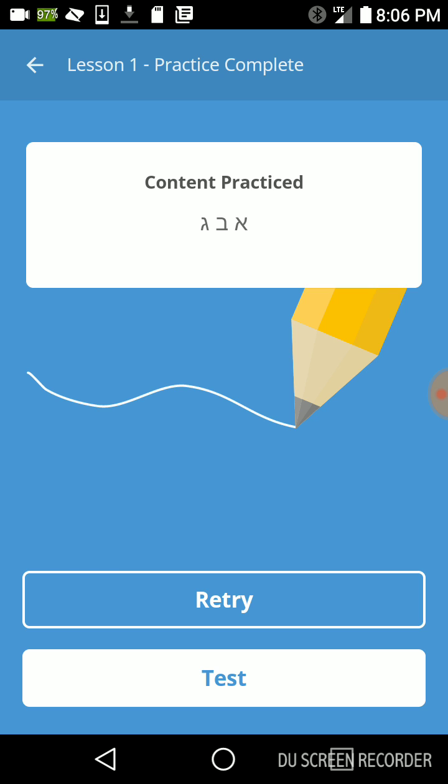Okay, so let's go to the next lesson. That was kind of easy. It contains 3 letters, and you see them there on the screen. Aleph, which is a silent letter. Then you have Bet, which is a B sounding letter, can be a V sounding letter as well. And then you have Gimel, which is a G sounding letter. All right, so let's go to the test.